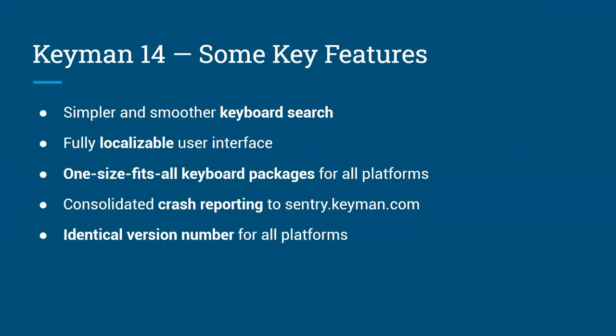So Keyman 14, some of the key features that we've been working on, and I'll go through these in a little bit more detail in upcoming slides. We've reworked the keyboard search entirely in version 14 to make it work more consistently and more accessibly. We've made the user interface localizable, so you can translate all of the messages and strings that you see in the user interface into your own language. We've simplified the distribution model for keyboard packages so that you can have a single keyboard package for all platforms. And because Keyman is like any software and it's not 100% bug free despite our best efforts, we've included crash reporting, which is all consolidated across all the platforms and all reports to one place, which makes it much easier for us to proactively address errors when they occur.